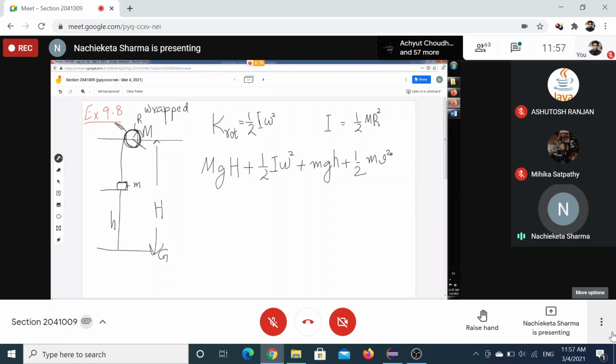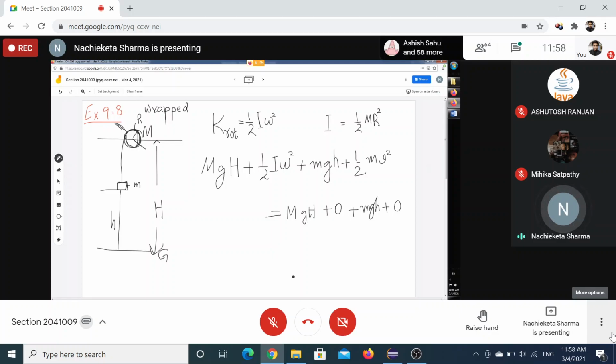Initial must be equal to final. This is final, I have written. Initially the potential energy of the big cylinder is mgh, but initially it is at rest, so no kinetic energy. Initially the small mass is also at rest, so only potential energy and no kinetic energy. This is the initial total energy of the system, and this is the final total mechanical energy of the system.